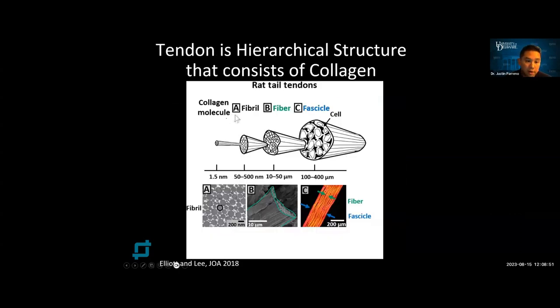Now, as I mentioned, tendons are made out of collagen. So collagen molecules, triple helical collagen, assemble to form these collagen fibrils. There's a hierarchical structure. These fibrils then combine to form fibers, and these fibers finally come together to form a tendon fascicle. Now, within the tendon fascicle and between the fibers are tendon cells.